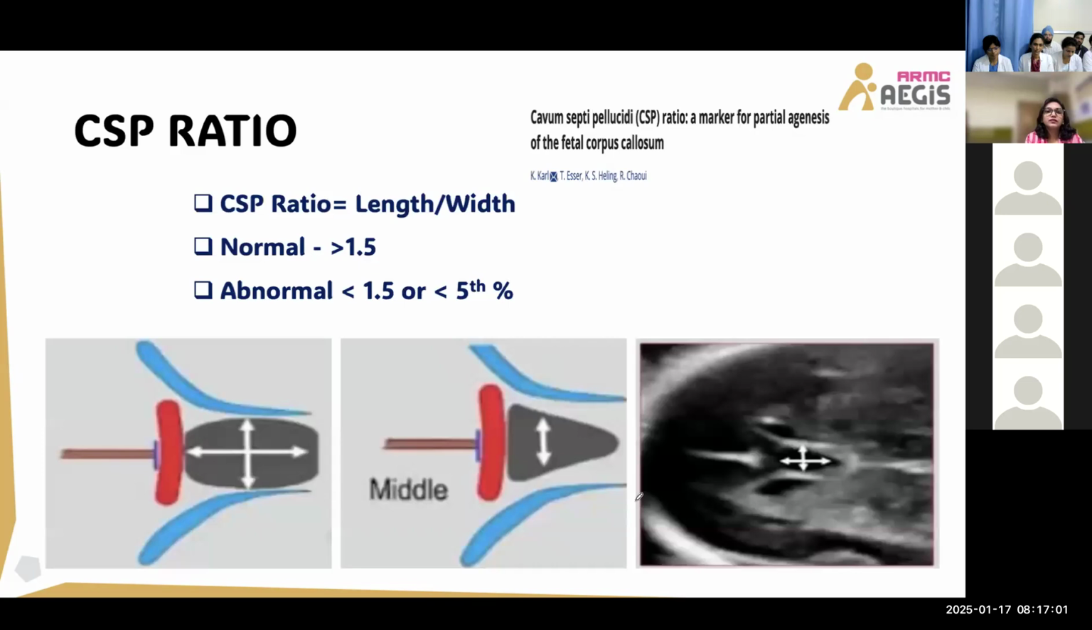The other measurement is the CSP ratio, which is the length to width measurement. Here, the length is measured from the anterior-most point of the CSP to the posterior-most point, whereas the width is measured in the midline irrespective of the shape. If it is more than 1.5, then it is considered normal. If it is less than 1.5 or less than the 5th centile, then it is considered abnormal.